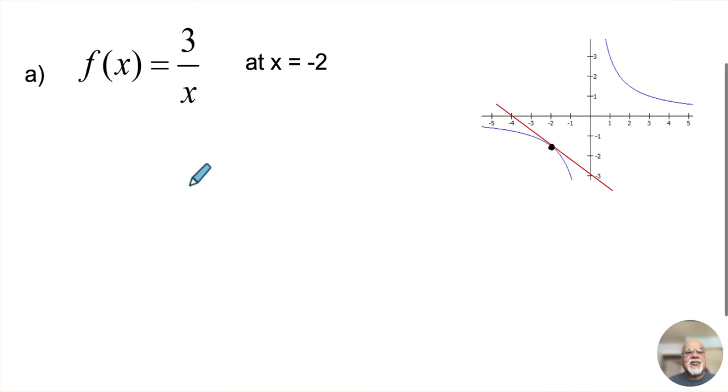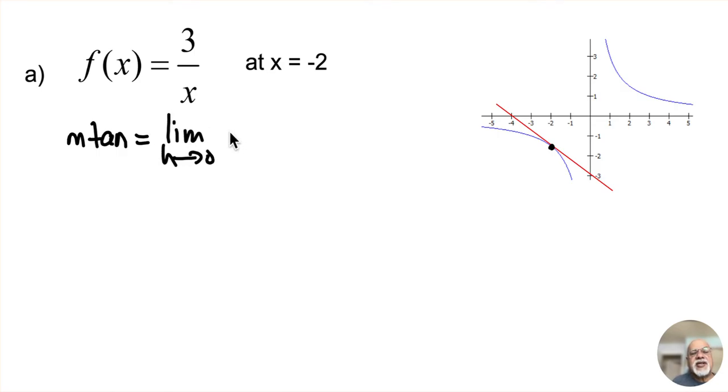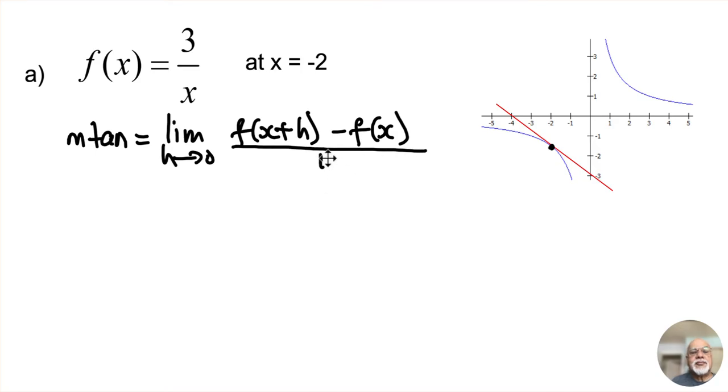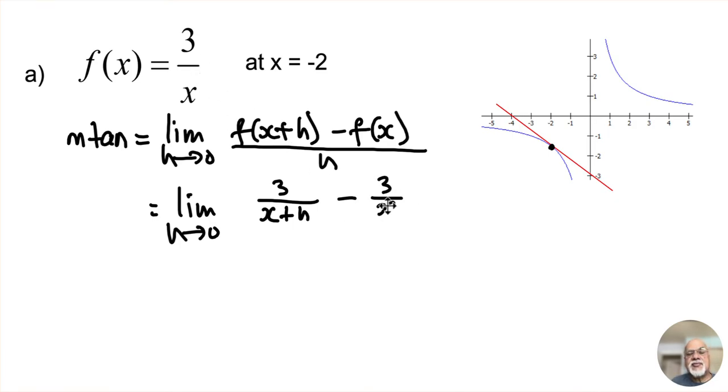All right. So once again, the slope of the tangent is equal to the limit as h goes to 0 of f of x plus h minus f of x, all over h. Our f of x plus h this time will be 3 divided by x plus h, minus f of x, which is 3 over x, and then all that is being divided by h.